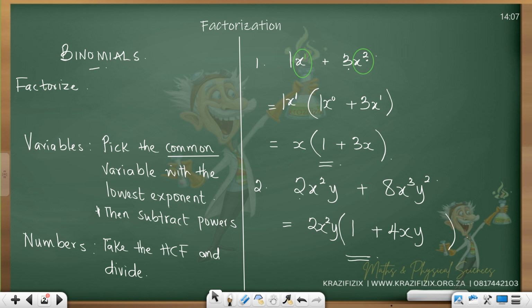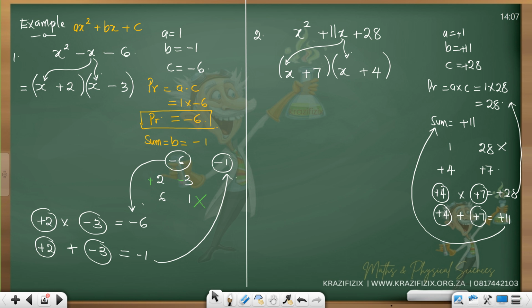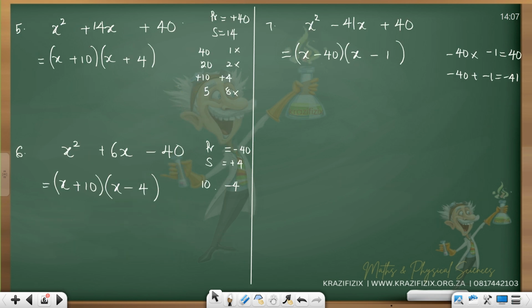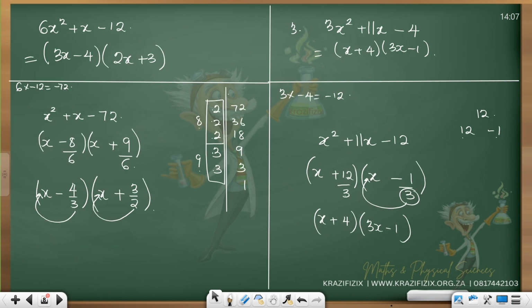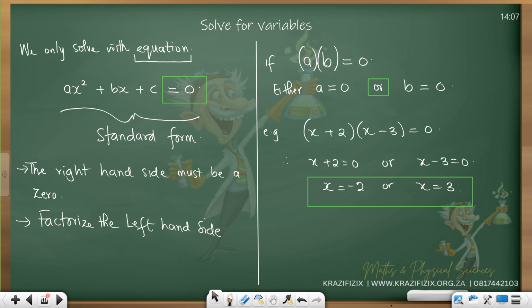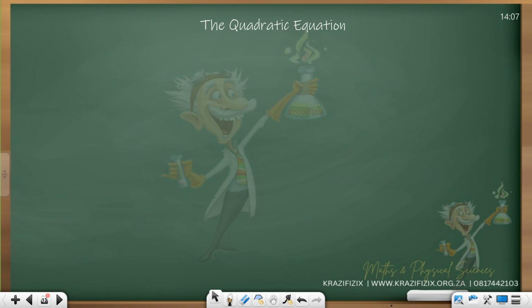So yesterday we started looking at factorization. And we looked at binomials. We went to trinomials. We did the first one when a equals 1. And then we did other ones when a is not equal to 1. We learned a few things. Then we went ahead and we did equations, or we did 2 cubes, 3 cubes, all of those.